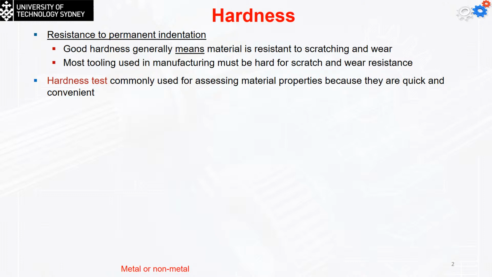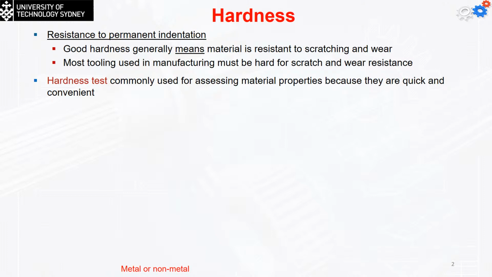And the good hardness usually is going to mean that the material is resistant to the scratching and the wear. And most of the tooling used in manufacturing must be hard for the scratch and the wear resistance. Now when we talk about the tool, for example, the cutting tools, the cutting tool should be hard enough to do cutting but not getting wear very fast.